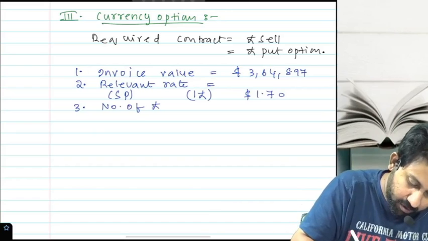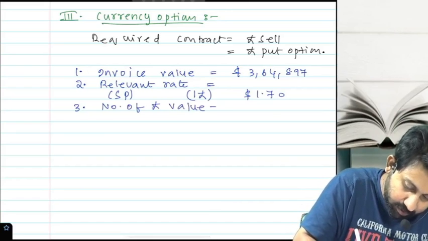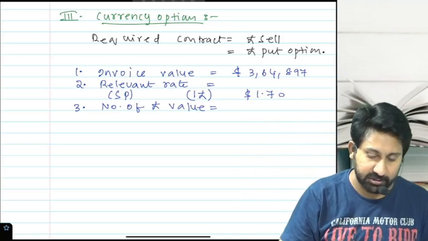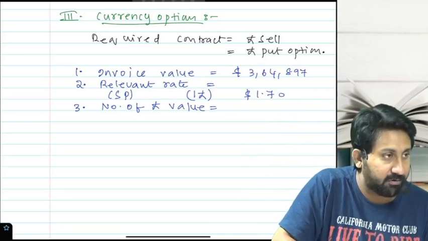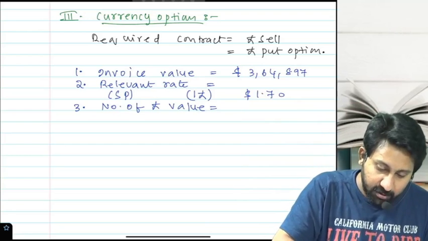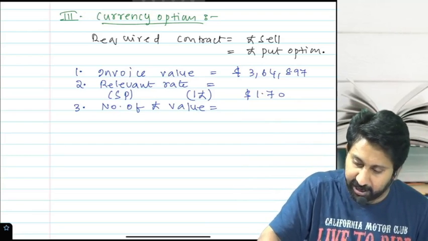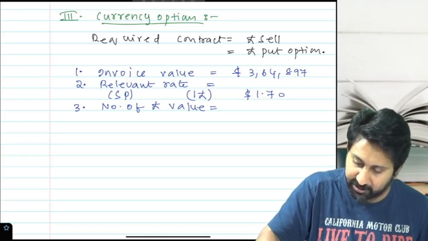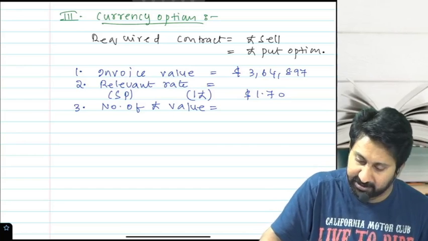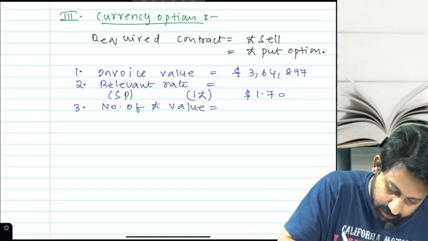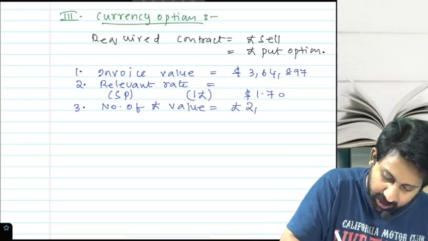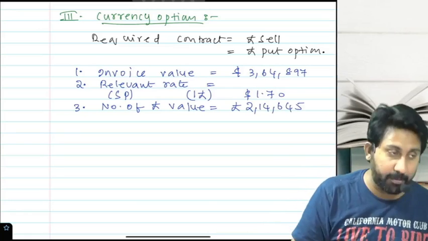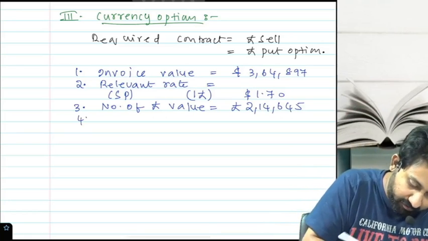Number of pounds value. Why? Because the trade is made in pounds, so everything should first be converted into pounds. 1 pound equals dollar 1.7 strike price. We want to know how many pounds: 364,897 divided by 1.7 is how much? 214,645 pounds.